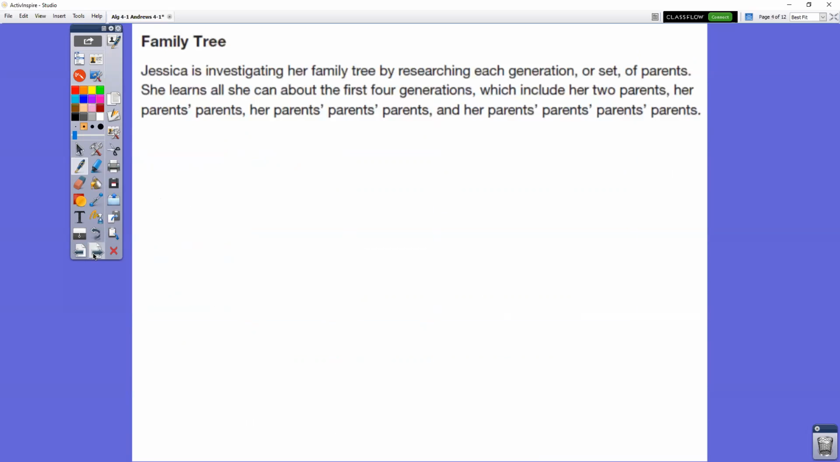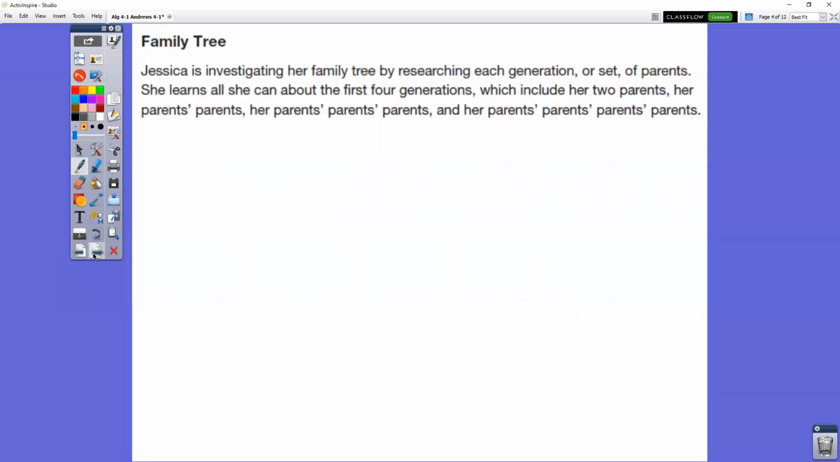So these are the ones that we're looking at. We're not going to fill out that table. So family tree. Jessica is investigating her family tree by researching each generation or set of parents. She learns all she can about the first 4 generations, which include her 2 parents, her parents' parents, her parents' parents' parents, and her parents' parents' parents' parents. So let's draw what this would look like.